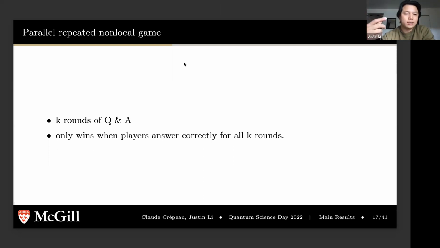And the caveat is that the players basically just think of playing the game over and over again, but they only win the entire parallel repeated non-local game when all k rounds of input and output actually win, like it's a winning condition. So if in any of the rounds one of the players slips up and answers back a wrong answer, then they will lose the entire parallel repeated non-local game. So the conditions are more strict for them to win the whole thing.